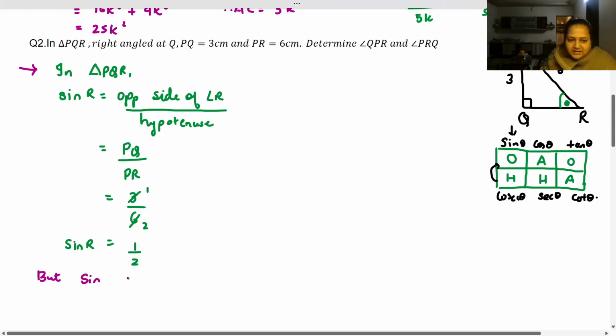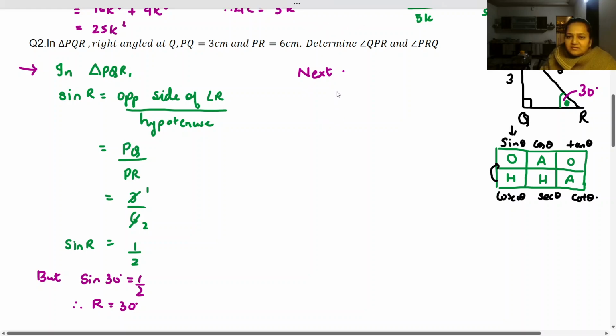Sine of which angle is 1 by 2? Sine 30. So what do we get from here on comparing? That angle R is 30 degrees. That means this angle turns out to be 30 degrees. Now to find P, what are we going to do? Next what are we going to do?